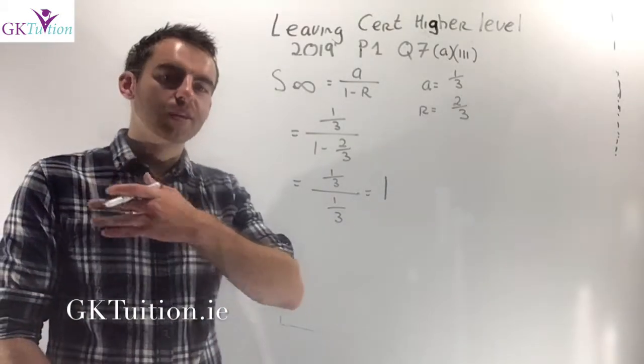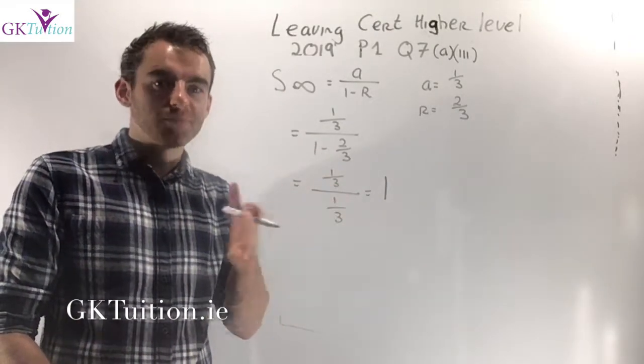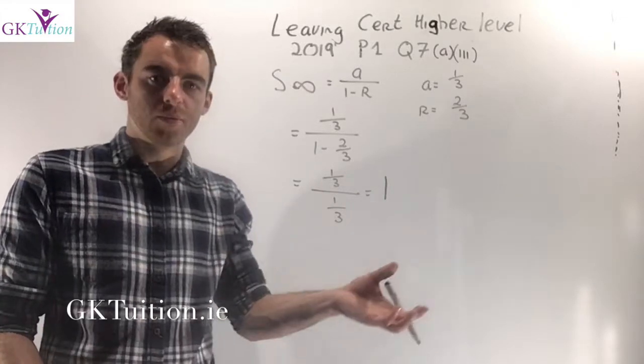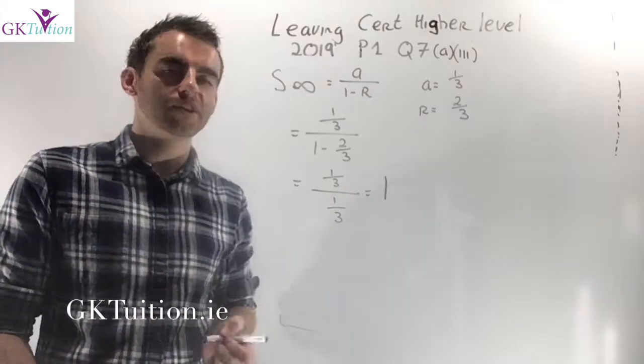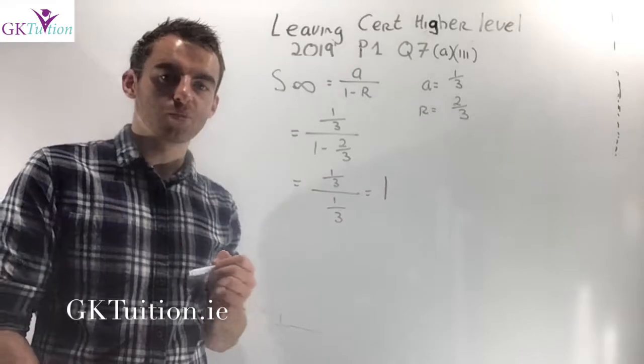So if this sequence went on forever, more or less, basically the entire line would eventually be removed. So my final answer there is 1.